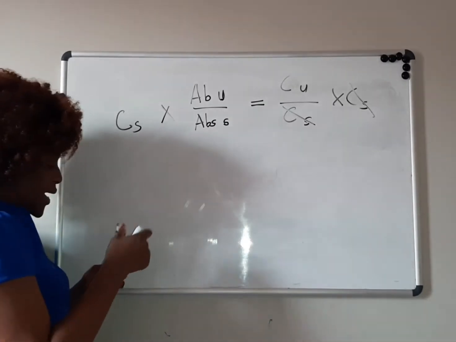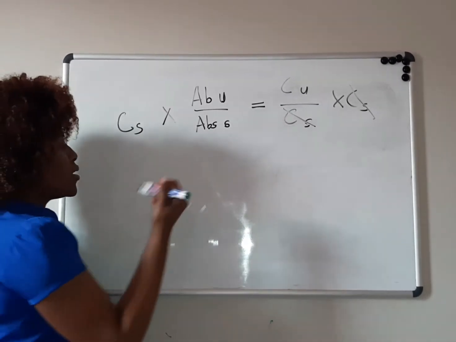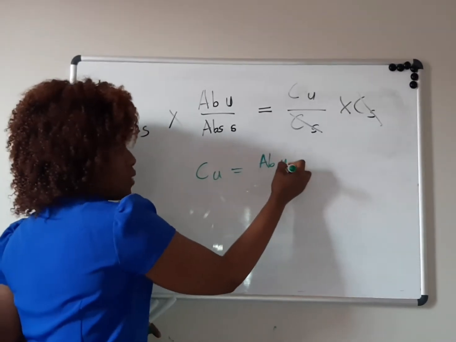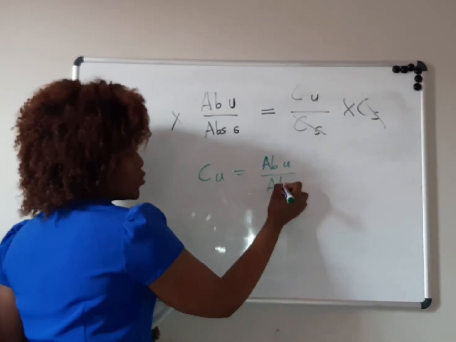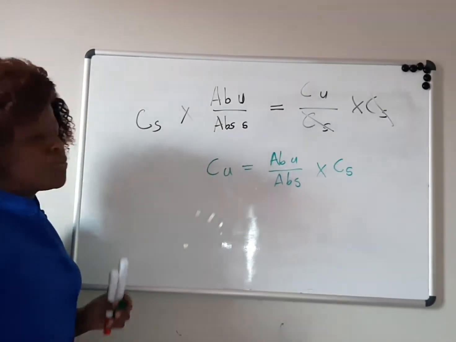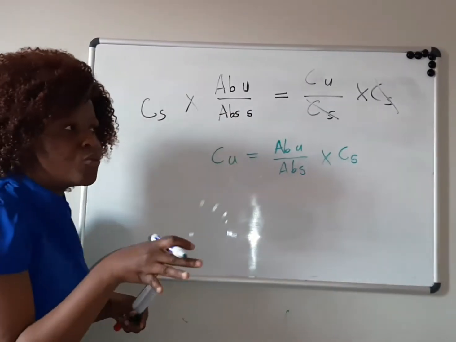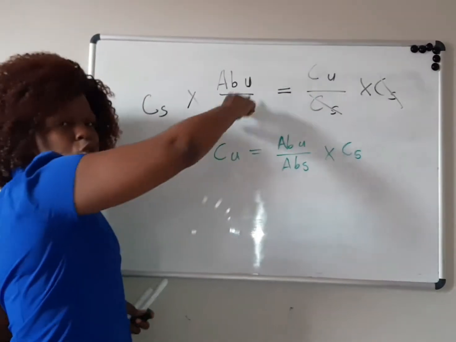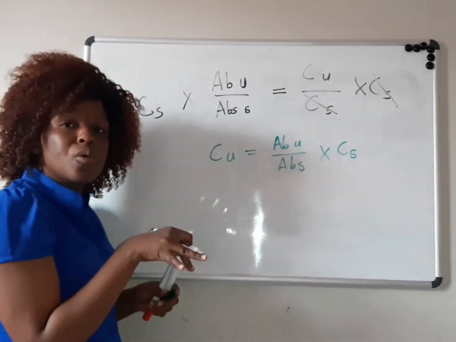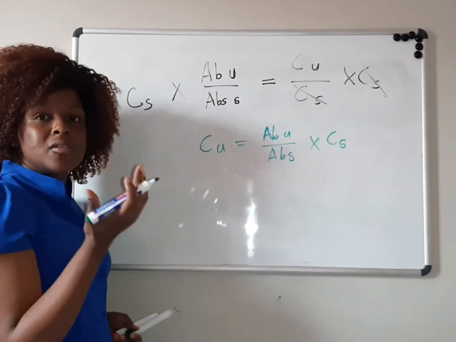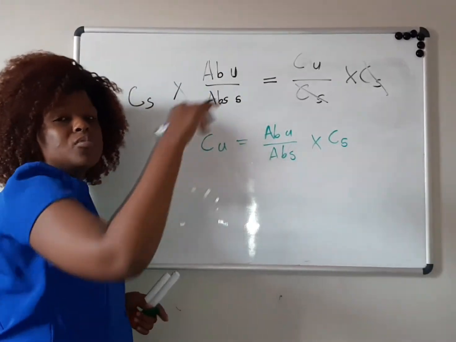To write it nicely so that we don't get confused, you can say Cu is equal to absorbance of the unknown over absorbance of a standard multiplied by concentration of the standard. To be able to remember, because I know most students like to swap this around, putting the standard on top and the unknown at the bottom, I always say rather think of us. When you think of us, U comes before S.